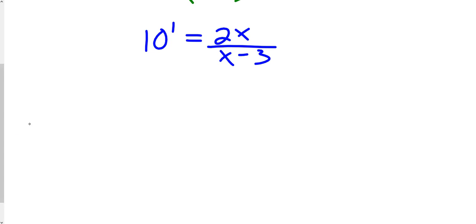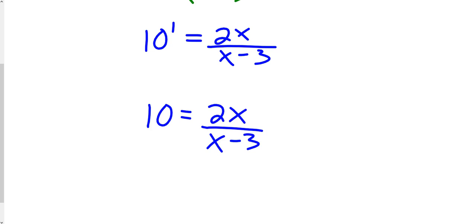So now you're looking at this. Go ahead and figure out your exponential real quick. So 10 to the first is really just 10. 2x, x minus 3. So this is what you have to solve. Now you're probably thinking, how do I solve this?